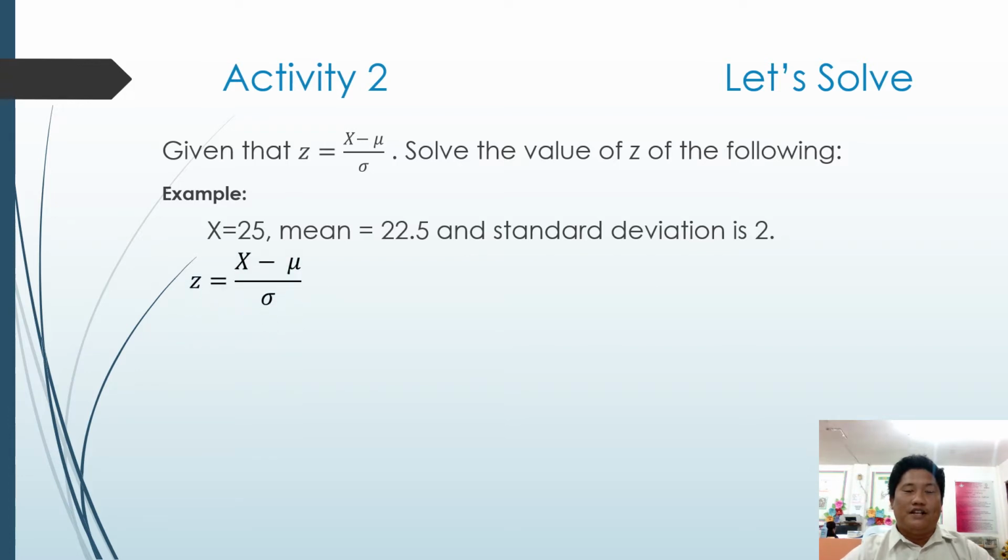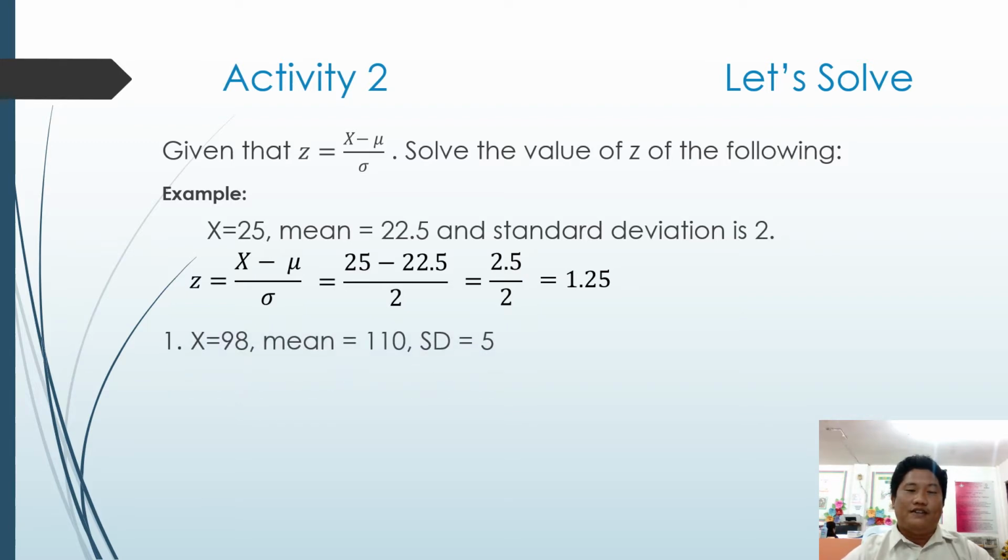Using the formula z is equal to x minus the mean all over the standard deviation, we substitute the given: 25 minus 22.5 divided by 2. Let's start with the numerator. 25 minus 22.5 is 2.5. Again, divided by 2. So we have here 2.5 over 2, that is 1.25. So for x that is 25, our z is 1.25.